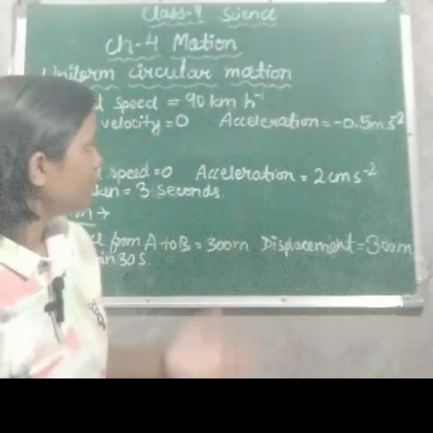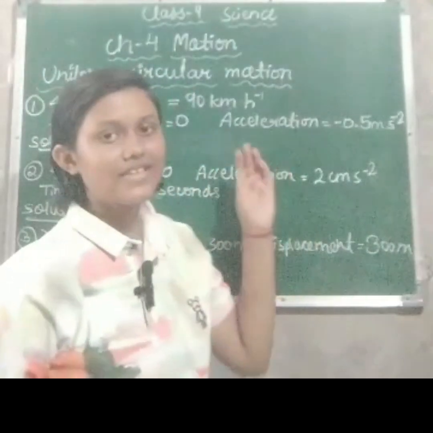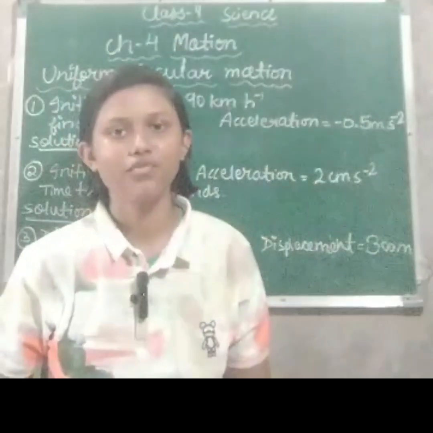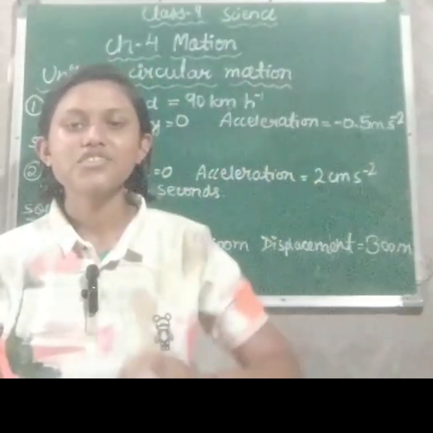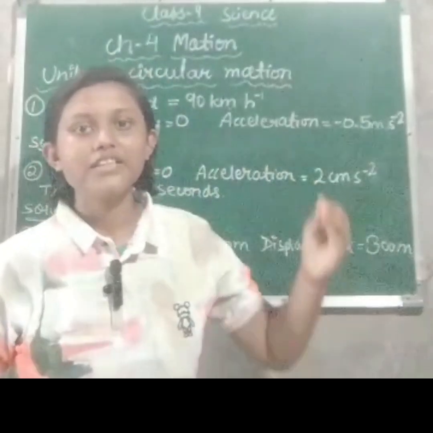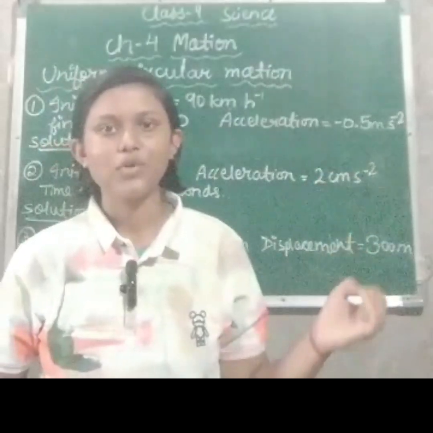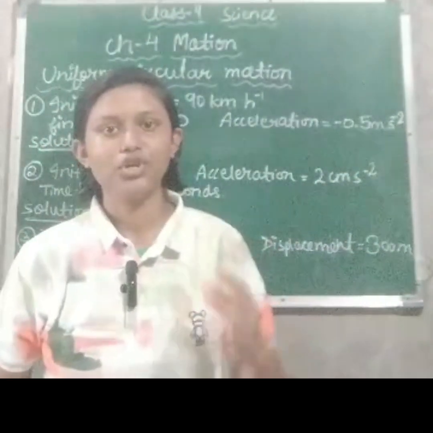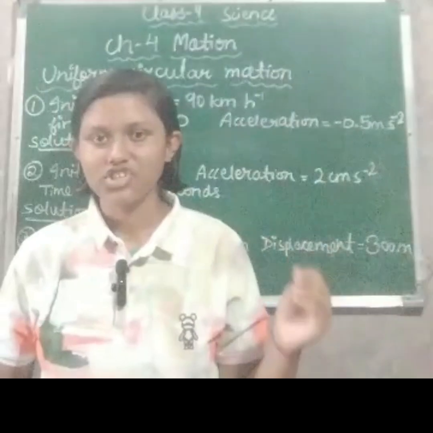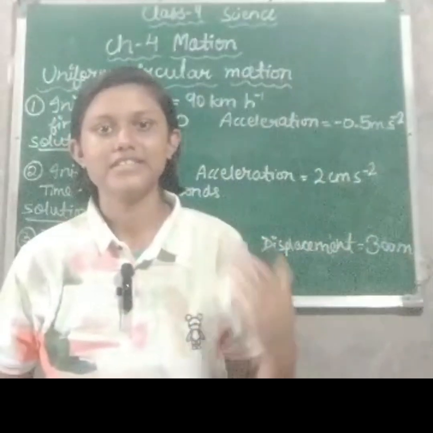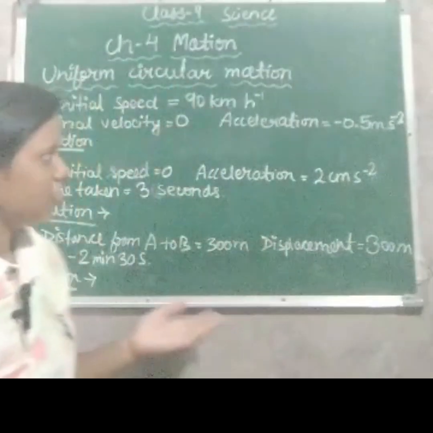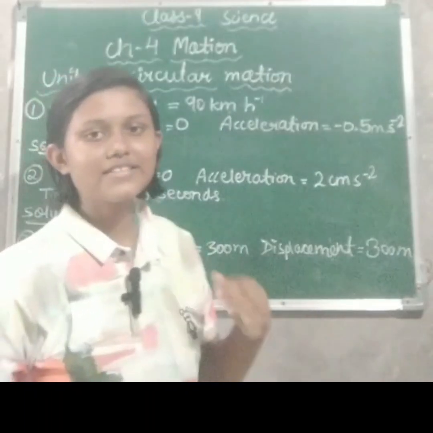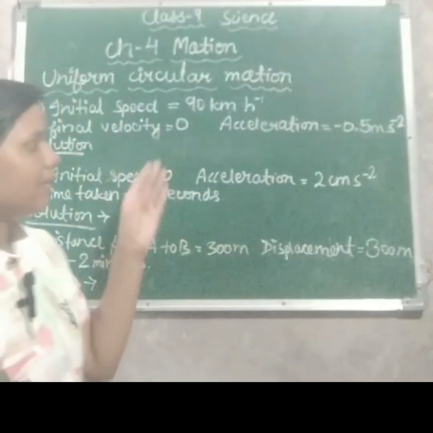And the third piece of information is acceleration. Acceleration is -0.5 meter per second squared. Here the negative sign came because brakes are applied to produce the uniform acceleration. So friends, now let's do the calculation.